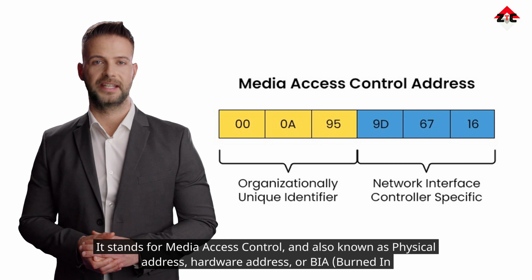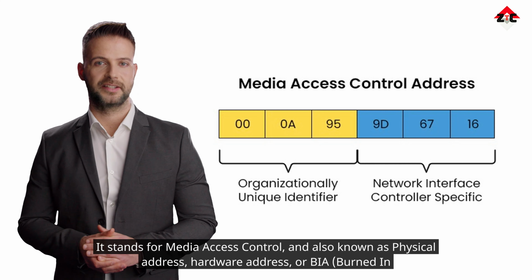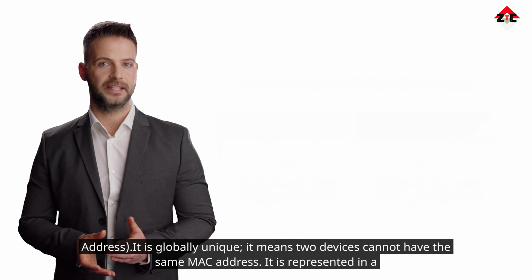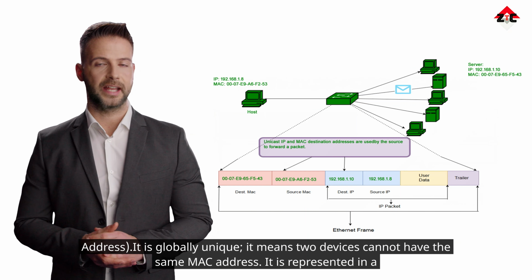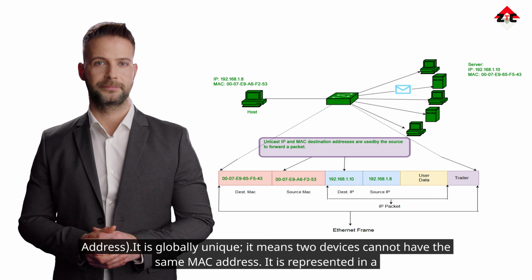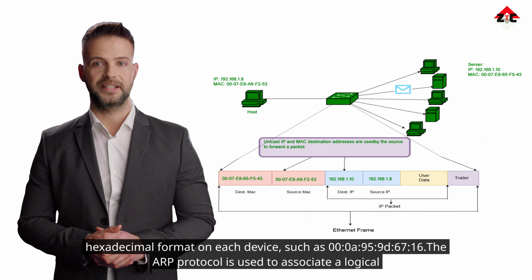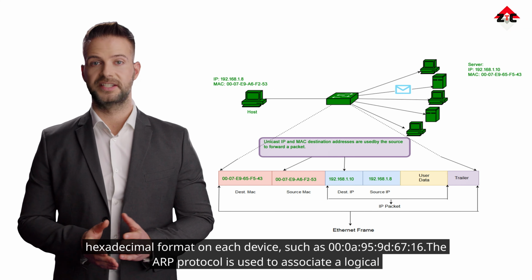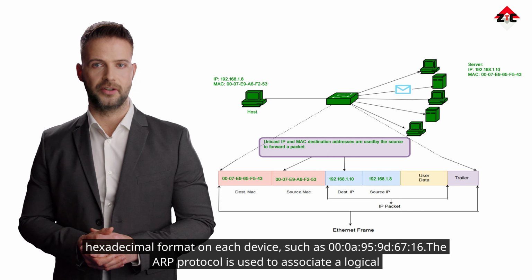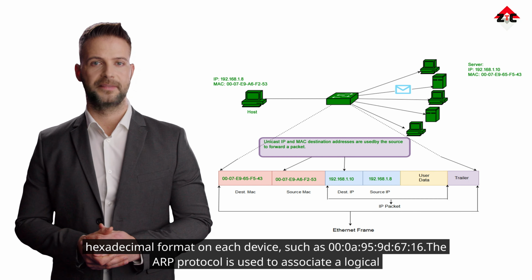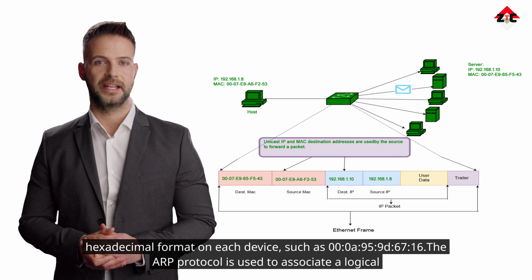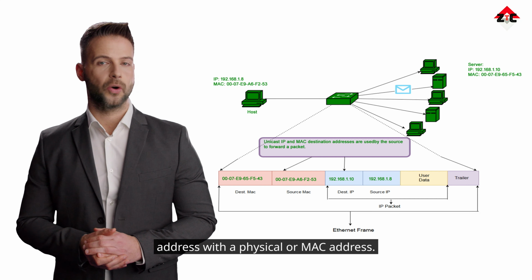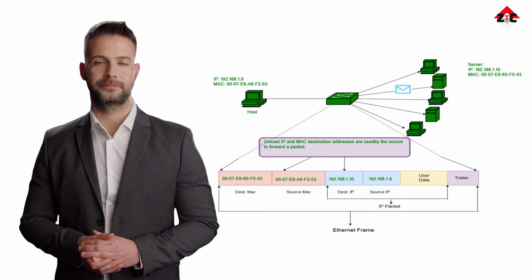It stands for Media Access Control and is also known as Physical Address, Hardware Address, or BIA, Burned-in Address. It is globally unique. It means two devices cannot have the same MAC address. It is represented in a hexadecimal format on each device. The ARP protocol is used to associate a logical address with a physical or MAC address.